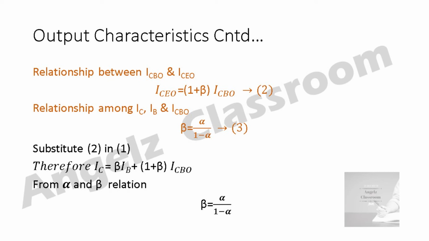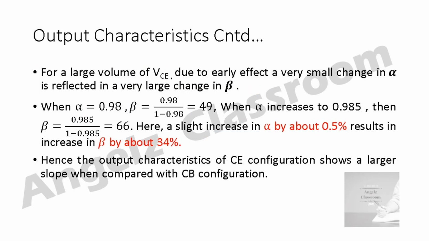Now I am going to substitute this second equation into the first equation. Therefore, IC is equal to beta into IB plus 1 plus beta into ICBO. For a larger value of VCE, that is your collector emitter voltage, what will happen? An early effect occurs. What is this early effect?